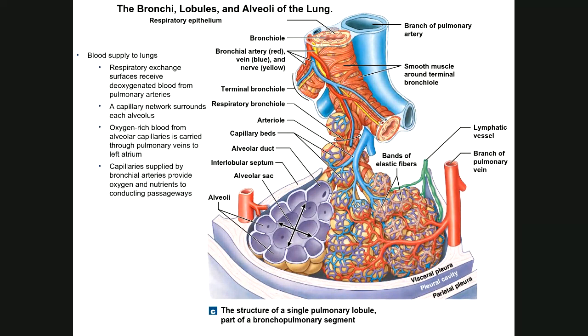So the oxygen-rich blood from the alveolar capillaries is carried through the pulmonary vein to the left atrium, if you remember, right? And the capillaries supplied by the bronchial arteries provide oxygen and nutrients to the conducting passageways. And I want you to notice, I'm going to zoom on it.